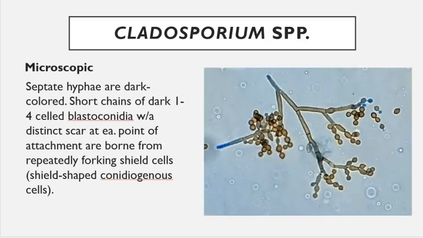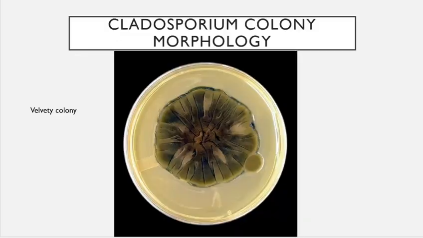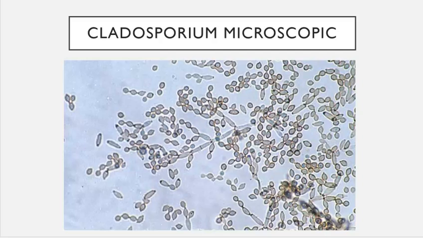What you're going to see under the scope for Cladosporium: the septate hyphae are dark colored. There are short chains of dark 1 to 4 celled blastoconidia with a distinct scar at each point of attachment that are borne from repeatedly forking shield cells. This is just an image pointing out some of the features that we just mentioned for the Cladosporium species. Here is an image of the velvety colony of the Cladosporium species. Here's another example of Cladosporium under the scope.